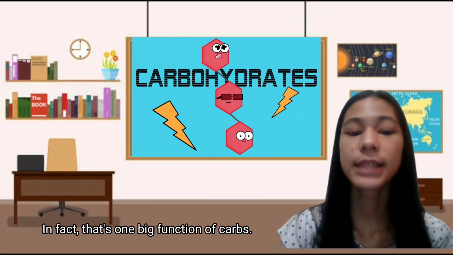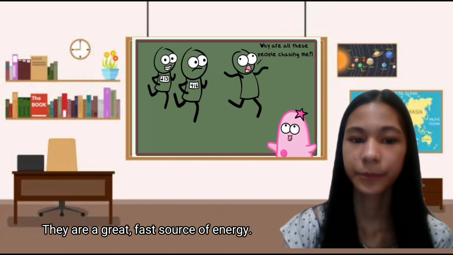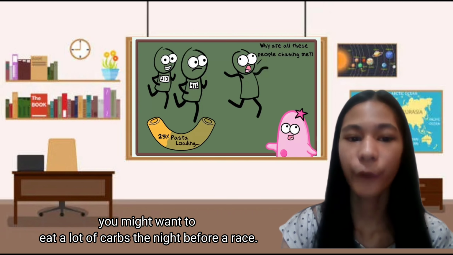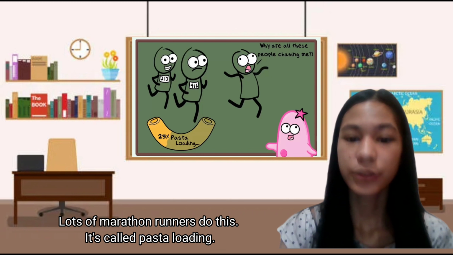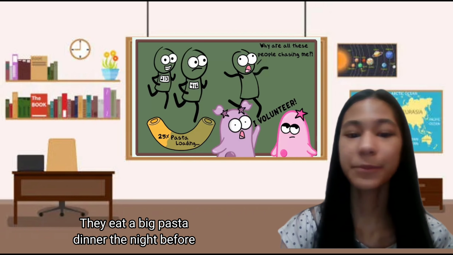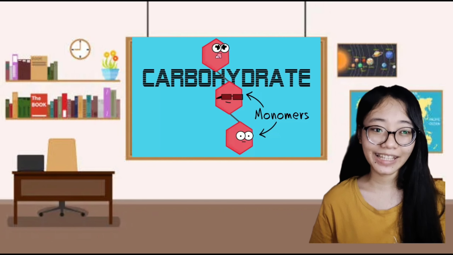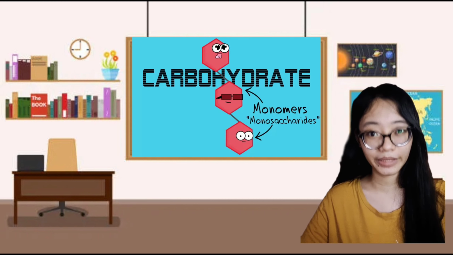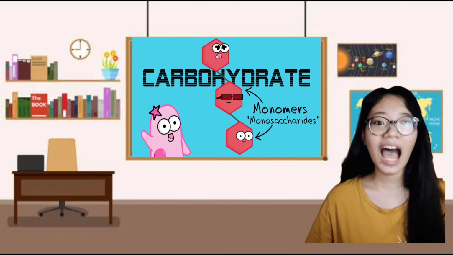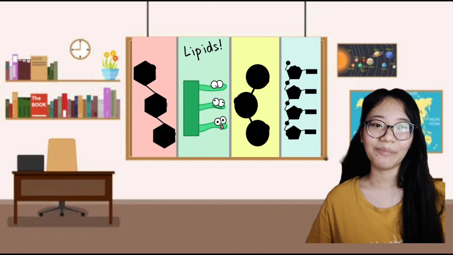In fact, that's one big function of carbs. They are a great fast source of energy. If you are a marathon runner, you might want to eat a lot of carbs the night before a race. Lots of marathon runners do this. It's called pasta loading. They eat a big pasta dinner the night before they go on a marathon. Now carbs have a monomer. Again, remember, monomers are building blocks. The monomer for a carb is called monosaccharides. I know, that's a big mouthful, but monosaccharides make up carbohydrates.